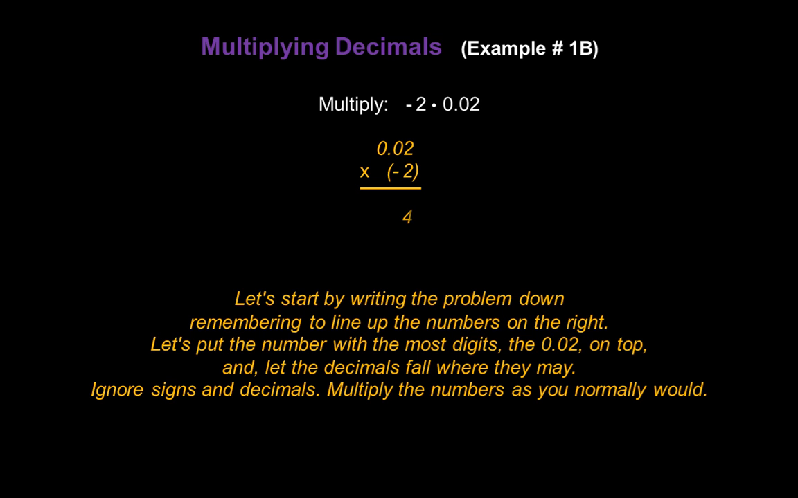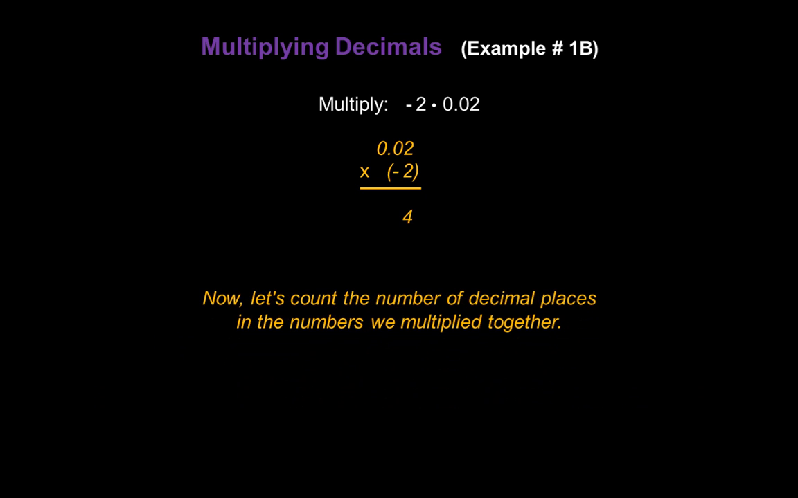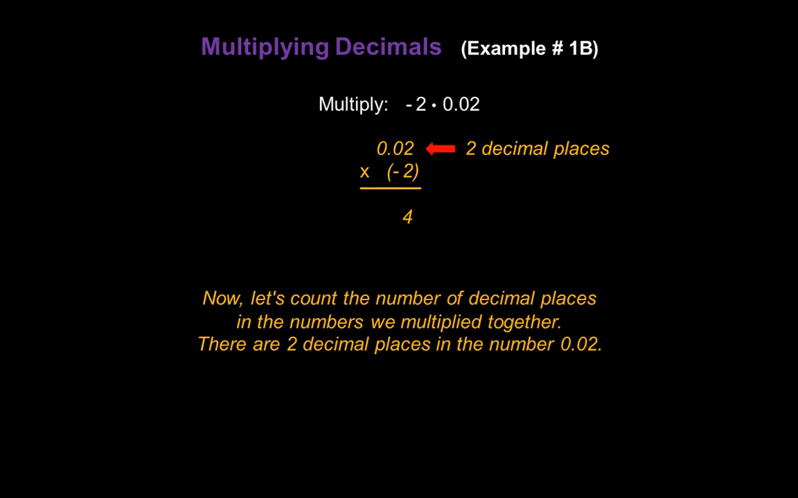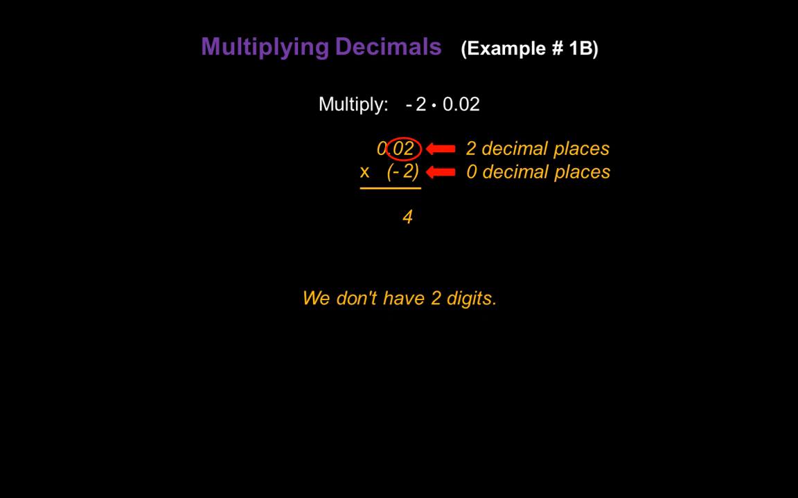2 times 2 is 4, so I'll bring a 4 down, and of course everything else is multiplied by 0, so we can just stop multiplying there. Now let's count the number of decimal places in the numbers we multiplied together. There are 2 decimal places in the number 0.02. There are no decimal places in the number -2. So our answer must have 2 decimal places.